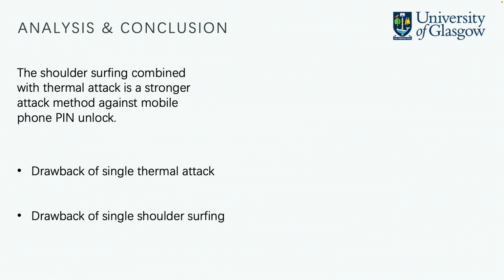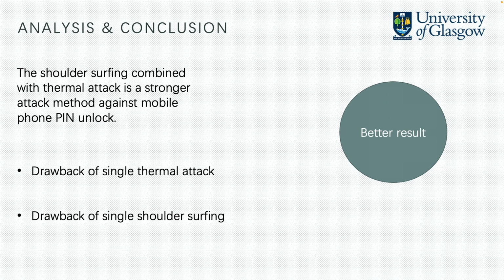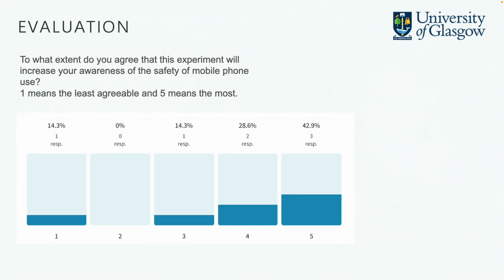After the analysis, we know that there are many drawbacks to independent thermal attack or shoulder surfing. For example, for the thermal attack, if there are duplicate digits in the password, then the fingerprint will be in the same position on the device. That will be very hard for attackers.